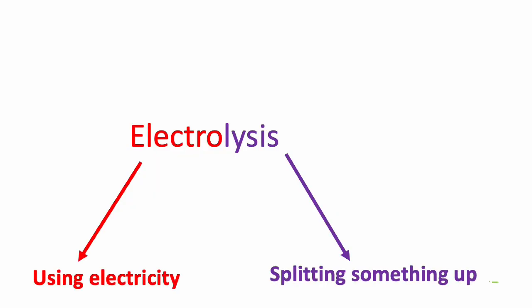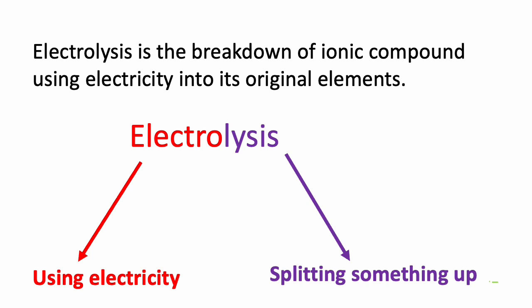What is electrolysis? Electrolysis is the breakdown of ionic compound using electricity into its original elements. Let's break down the word. The electro part of electrolysis simply means using electricity, and the lysis part means splitting something up. So we take a compound, using electricity, we split it up into its elements.